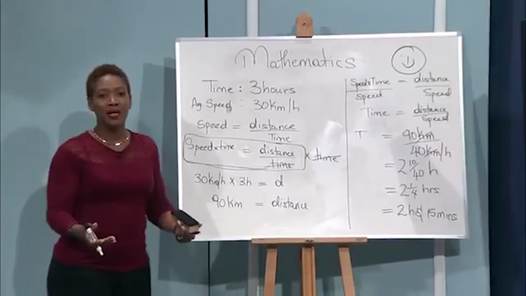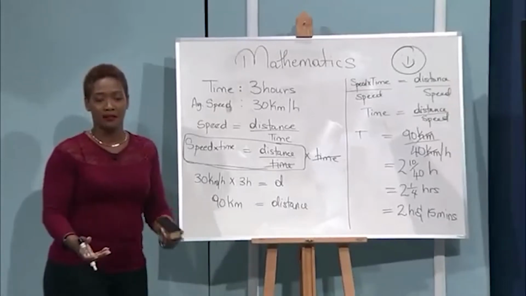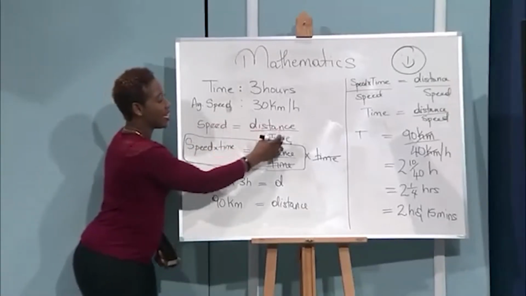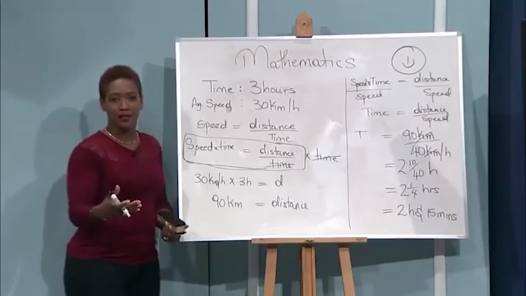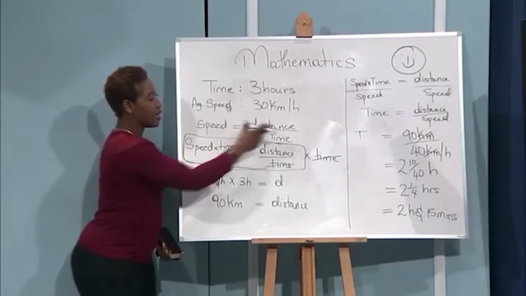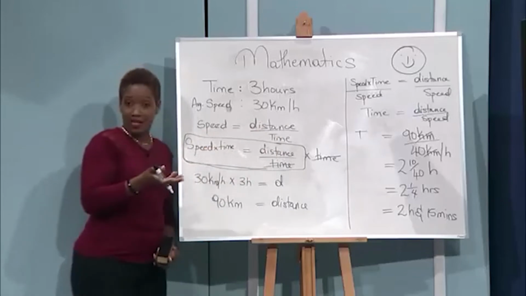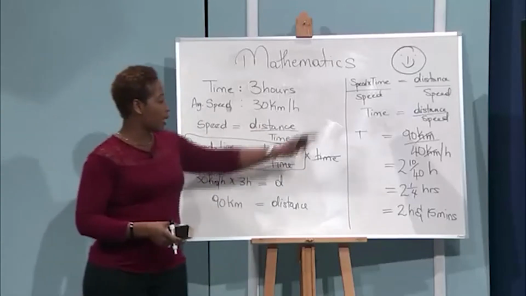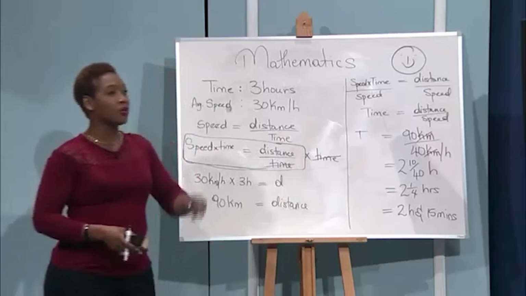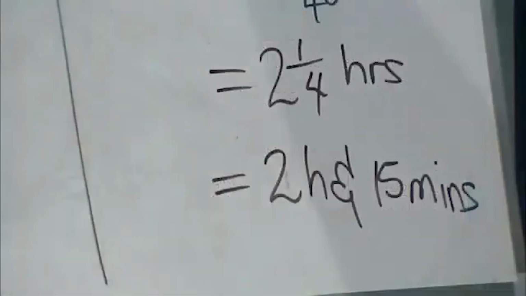You can manipulate that formula. You can transpose that formula if you're given any 2 of the parts of the formula. So if you're given the speed and the distance, you can find the time. If you're given the time and the distance, you can find the speed. You pretty much get what I'm saying. All right, so here we've worked out that it will take you, and think about it, you're traveling faster.